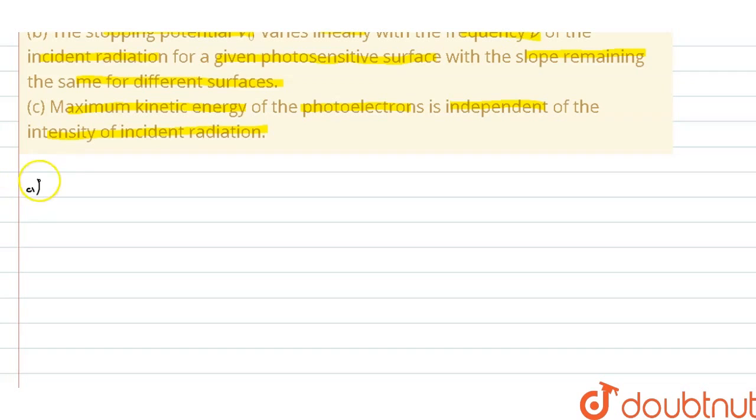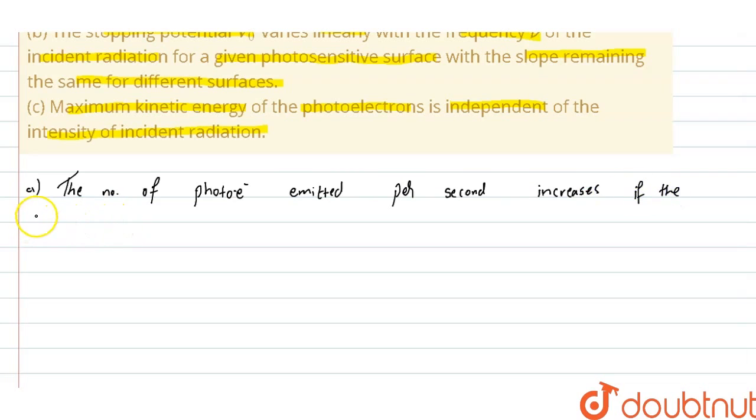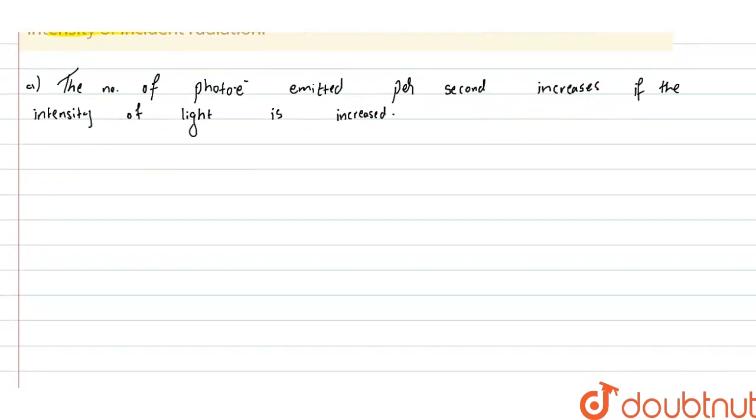So for the first one, the number of photoelectrons emitted per second increases if the intensity of the incident light is increased. This is the reason we see the photoelectric current also increasing, because more photoelectrons are being emitted.